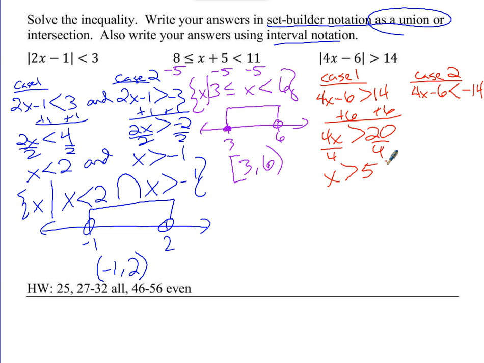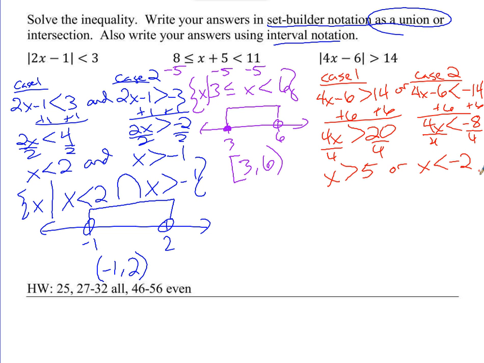By the way, what word is going on here? It's an OR statement. With this greater than symbol here, this is an OR. So I'm going to bring down the OR. Case 2, what do we do? Add 6 to both sides. And that's 4x is less than what? -8. Divide both sides by 4. X is less than -2.